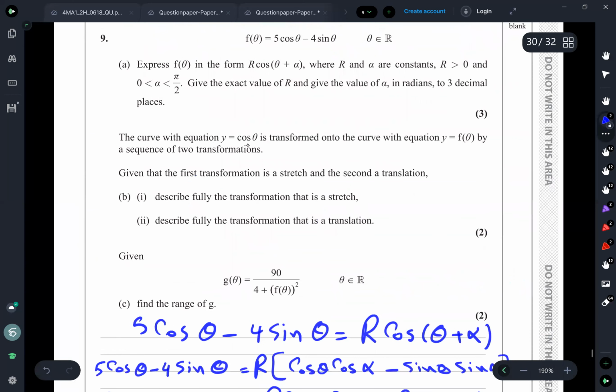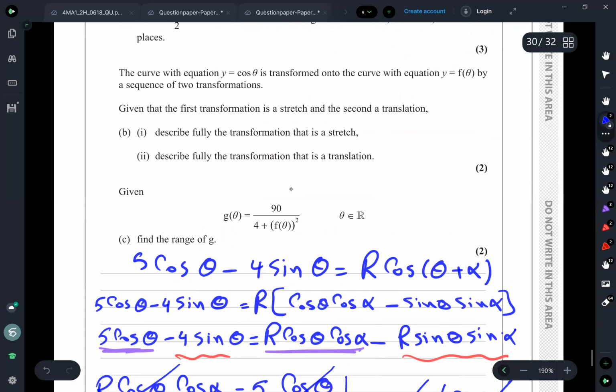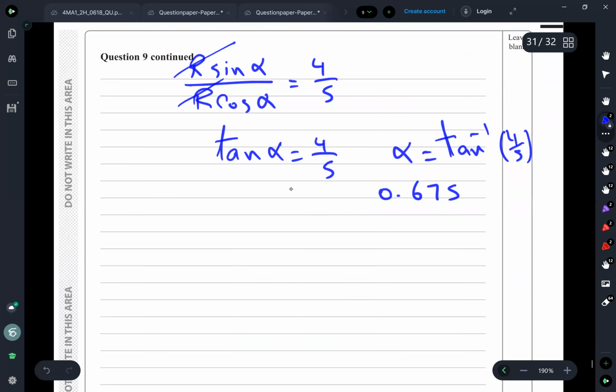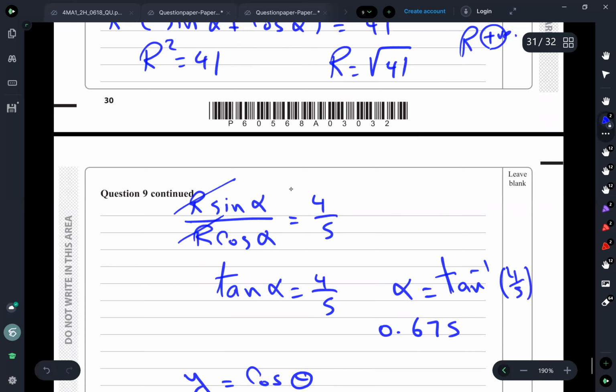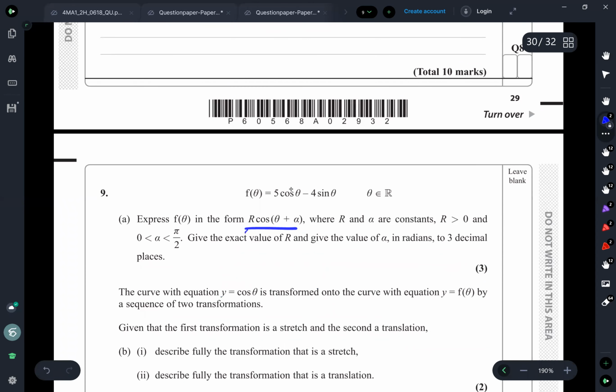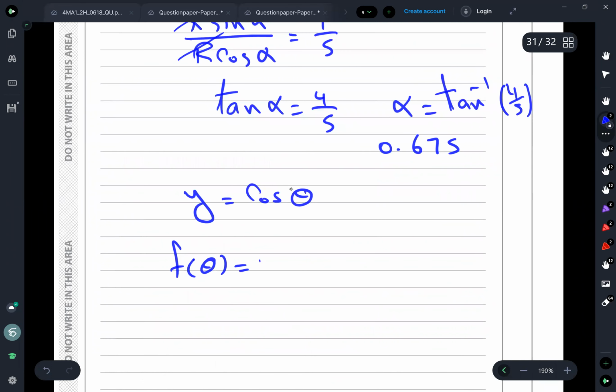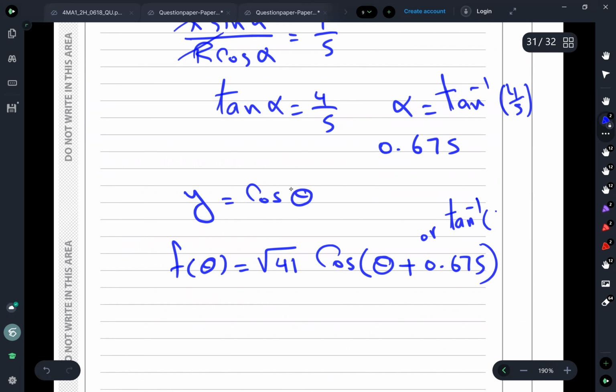The curve with equation y is equal to cosine theta. By comparing with the given expression after writing it in this form, I will change this form and write r, which is square root of 41, cosine theta plus alpha, where alpha is 0.675, or the exact value will be tan inverse of 4/5.